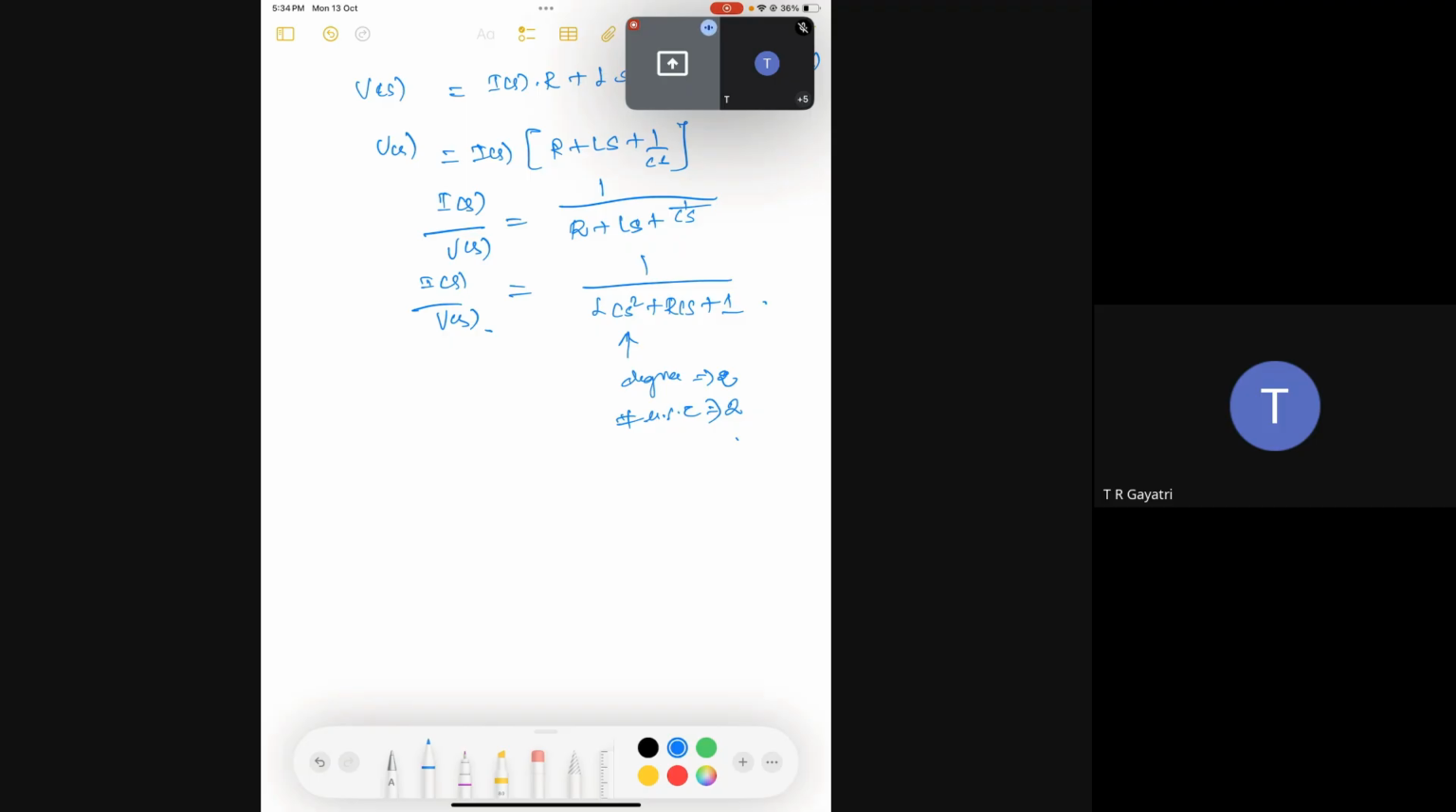Now, this distinguishes changing the system from one point to another. When it was RL, RLC, so 0 degree, first degree, second degree, this order will also be the same, right? So this is a zeroth order system. This is a first order system, and this becomes a second order system.